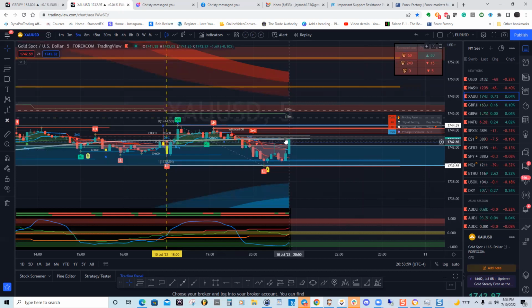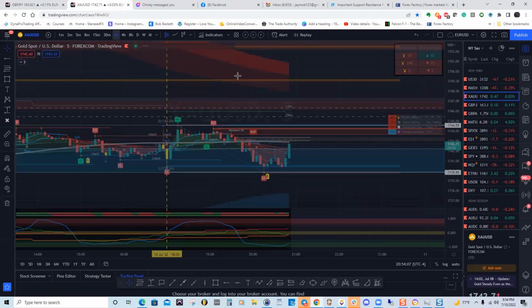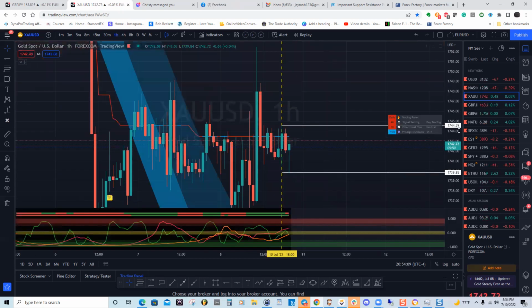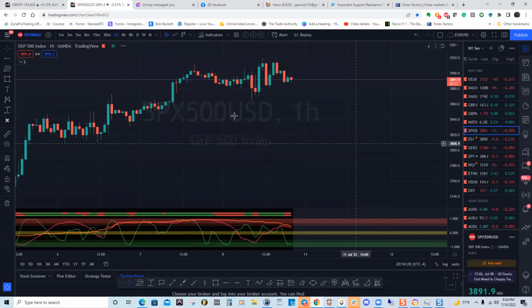It's hitting this little resistance level up here. But now you're just scalping right now. You're not even looking at higher time frames to see. So it had to break out of this level still. 1,744, 1,739. If it breaks out of those two levels, I think we might be good. Let's see what I got. SPX, kind of the same thing.